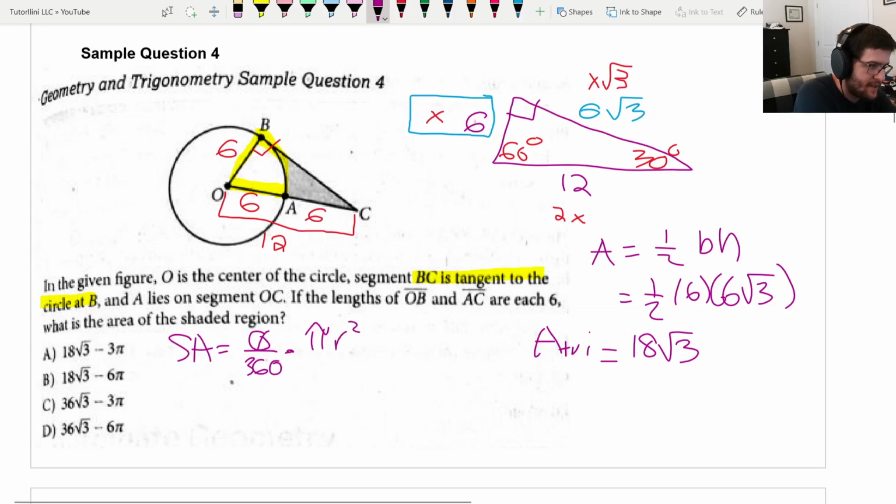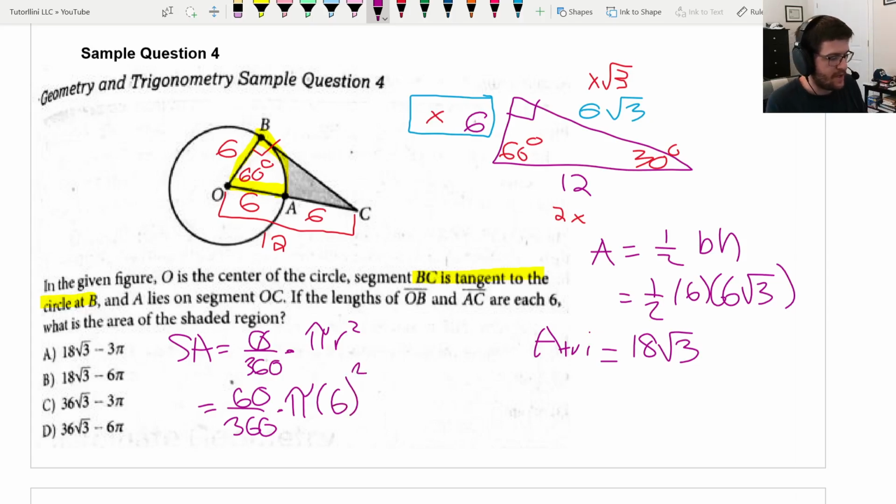So the theta is 60. That's the central angle. I'll draw it here just to be clear. And 60 over 360 times pi r squared. The radius is 6. So we do 60 over 360 times 6 squared. That gives us 6 times pi.